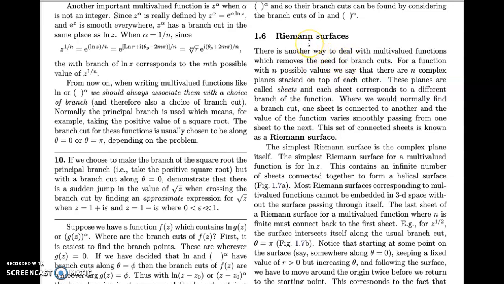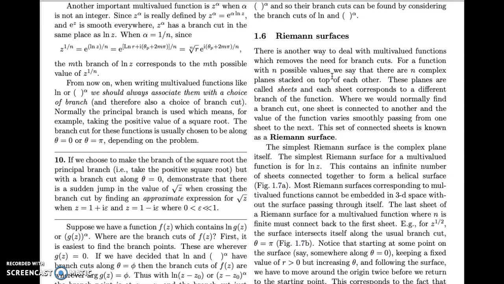So Riemann surfaces, this is really more for interest than something we'll actually use. Basically, there's another way to deal with multi-value functions. As far as I know, it's not terribly useful. Well, it's not really going to be used for the techniques we're going to use complex variables for. But it removes the need for branch cuts. The problem is the shapes and spaces you end up dealing with are much more complicated.